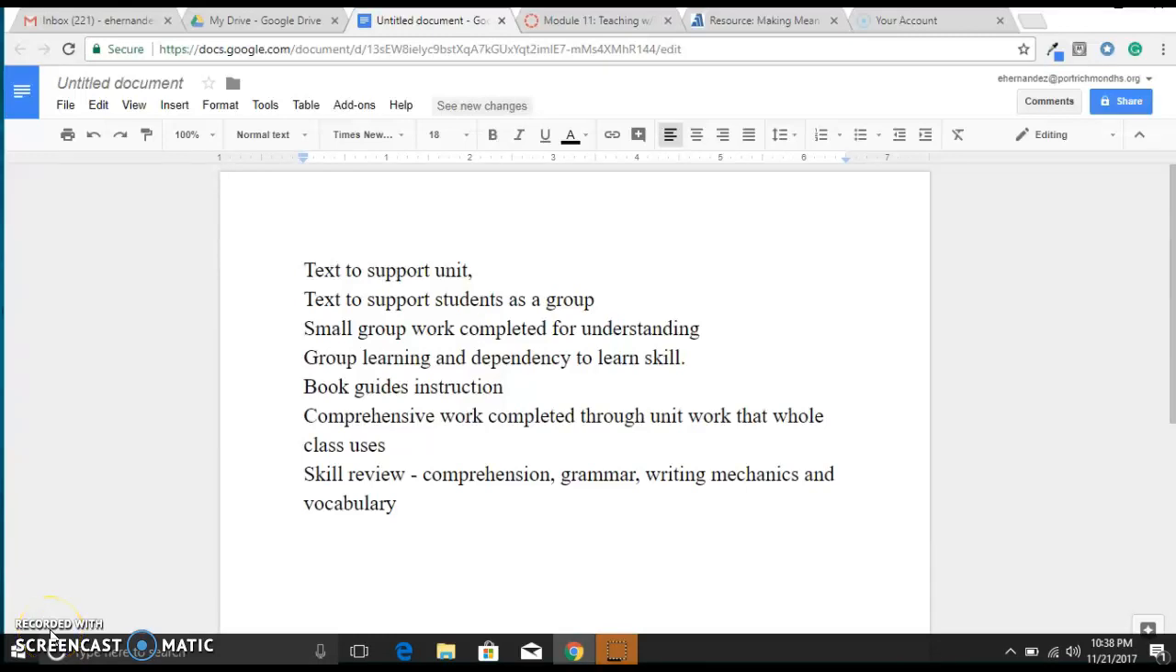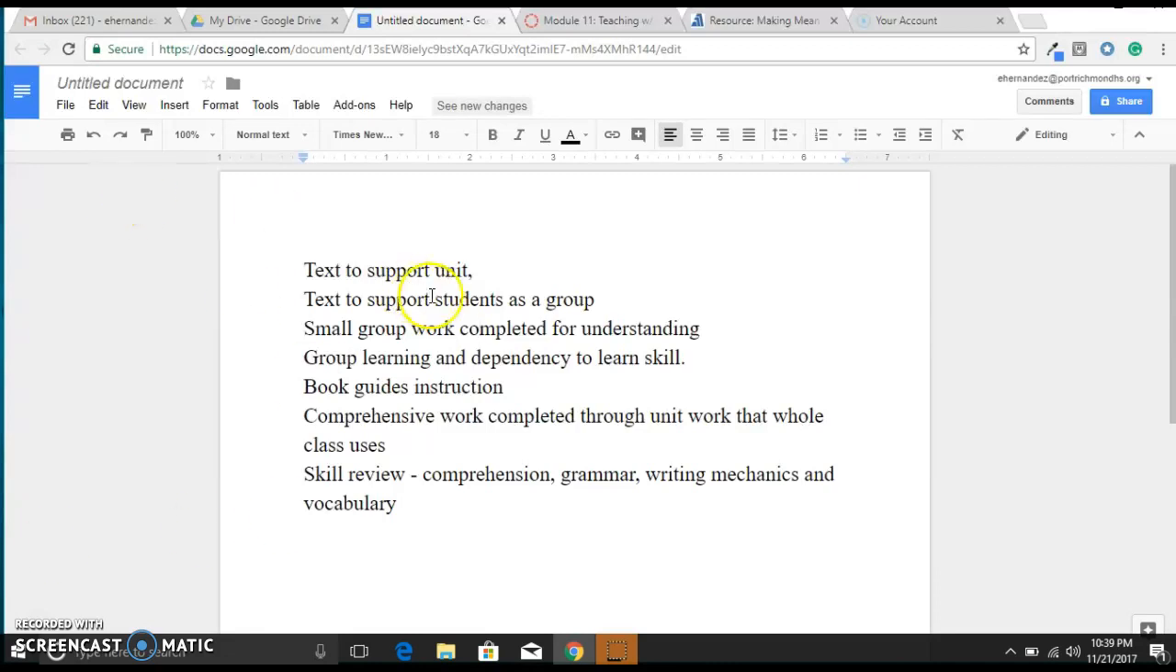Hi everyone, so I wanted to go over some of my notes that I took when reading Tompkins chapter 10. First and foremost, I noticed that there are certain texts that teachers use for a literature-focused unit, and essentially any teacher can use any text as long as the literature process incorporates the following.